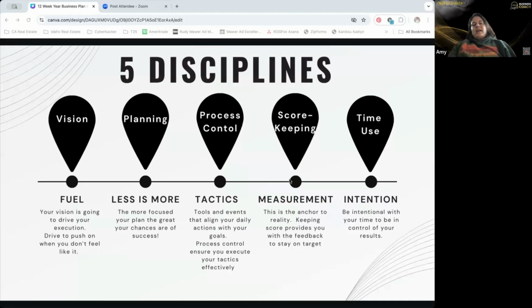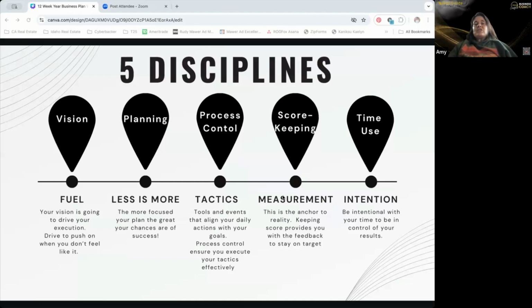Process control is what we're diving into today. That's what drives success in your tactics. It's the tools and events that align your daily actions with your goals. Your process control is going to ensure that you execute your tactics effectively.